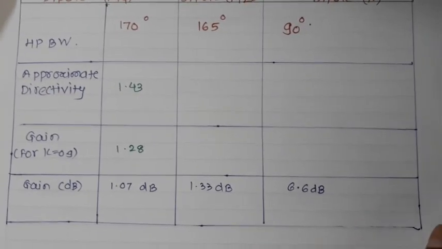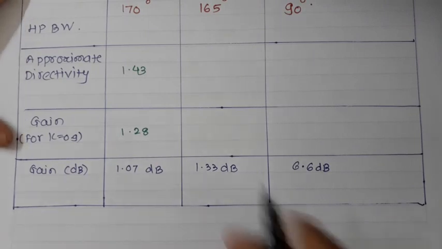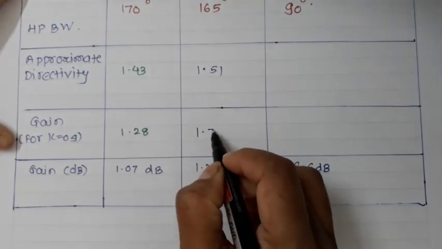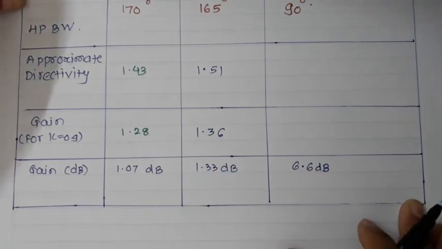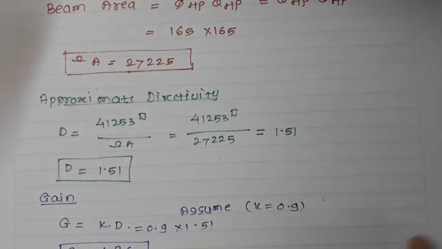I'll write down all these values in my tabular form, where I have already noted the values for the lambda by 4 antenna. So the directivity is 1.51 and my gain is 1.36. So I have noted down these values. Now one more antenna is left, which is the dipole antenna of length lambda. So let us do the calculation for that one.